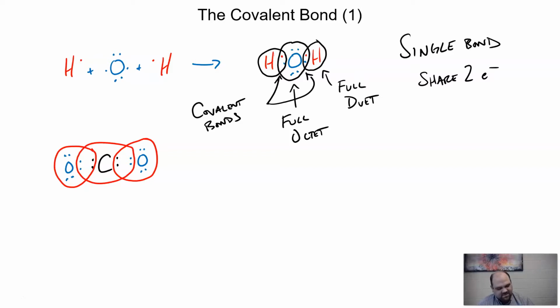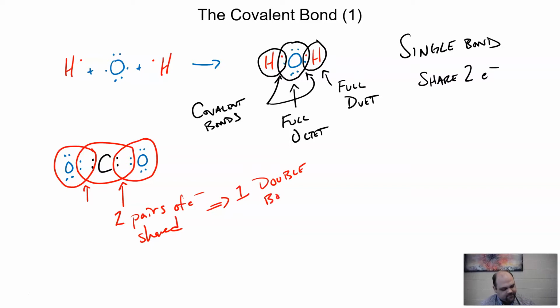Right? But what is different is that now we are sharing 2 pairs of electrons. Right? That's true here as well. We have 2 pairs of electrons. 2 pairs of electrons means that we have one double bond. So 2 pairs of shared electrons is the same as 1 double bond, is the same as 4 shared electrons.